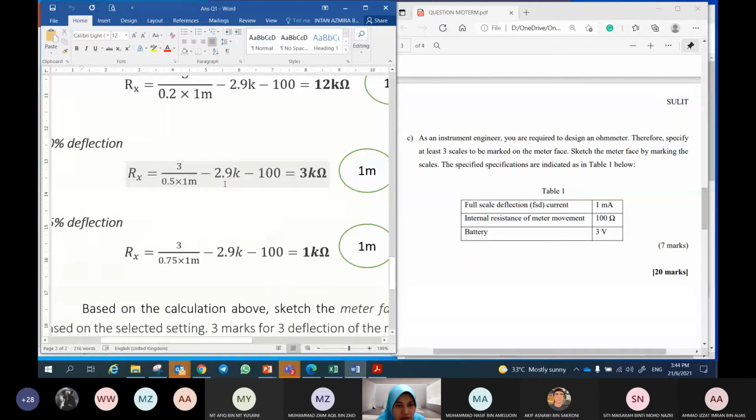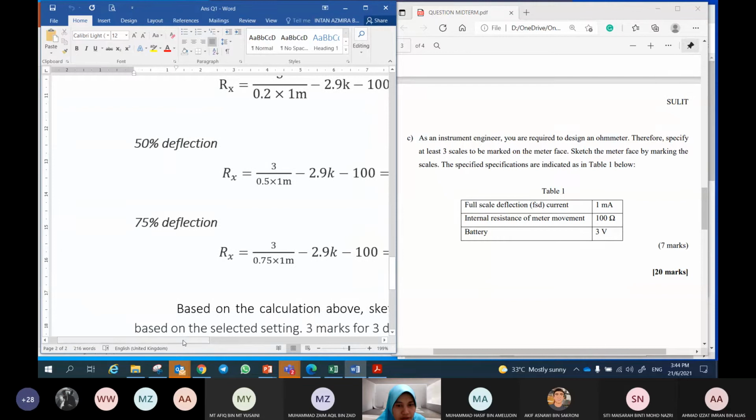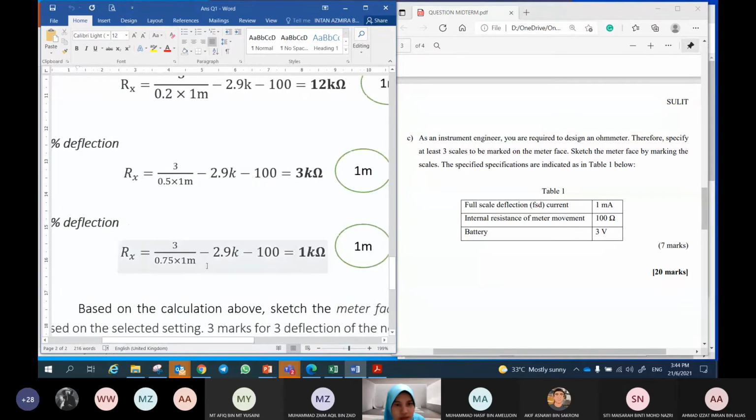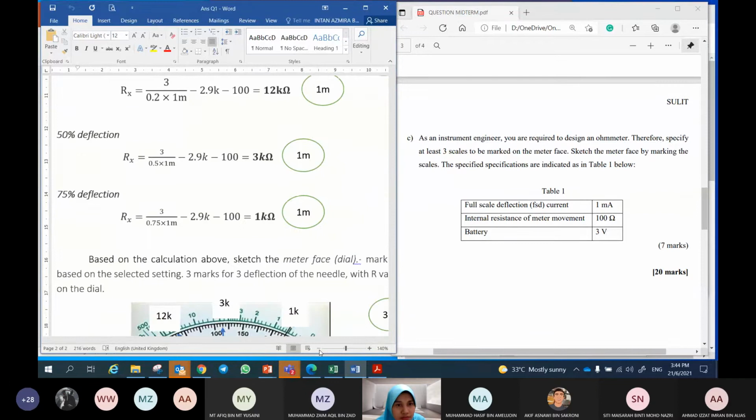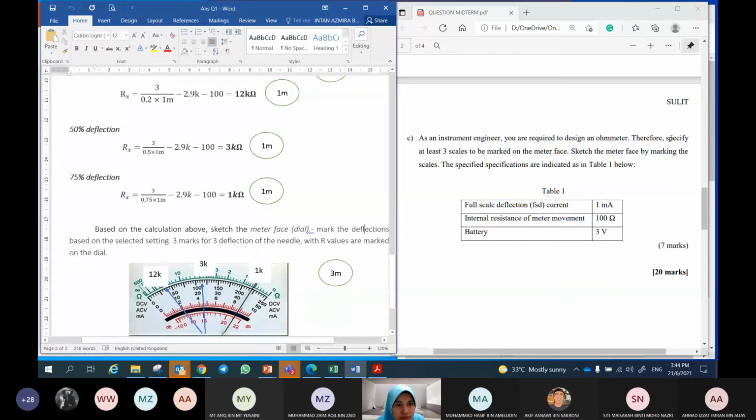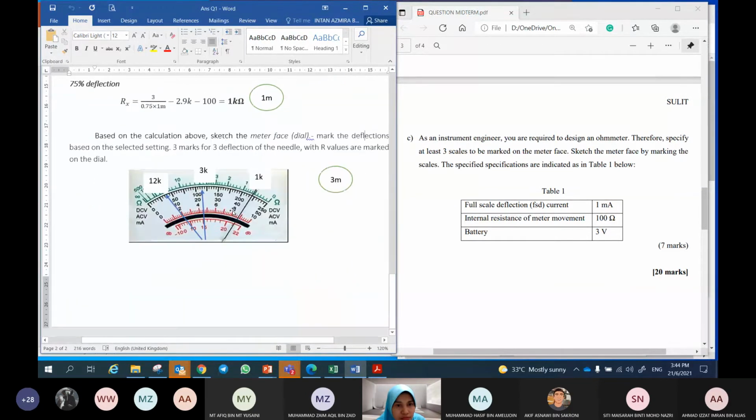Okay, the next is to sketch. Just sketch, and 0 must be at the right side. And then this is about 20%, so we get 12K, right? So this is 12K.